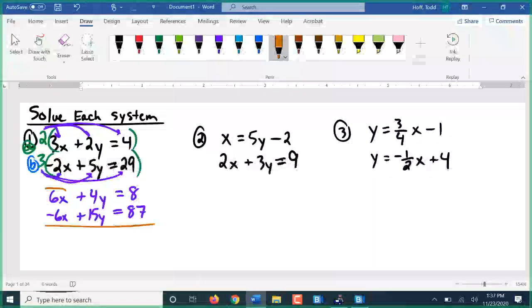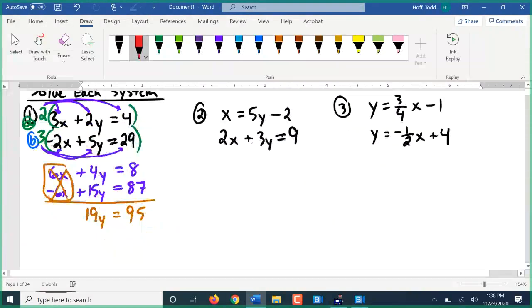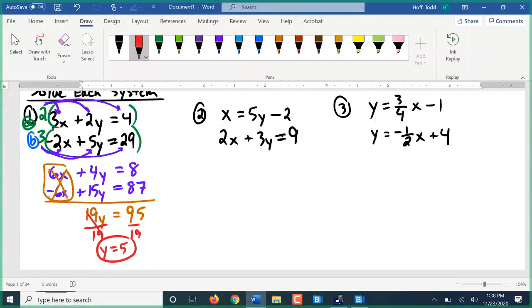6x plus negative 6x cancels out, 0x. 4y plus 5y is 19y equals 8 plus 87 is 95. Now we're going to divide by 19 to solve for y. We get y equals 5. 95 divided by 19 is 5.